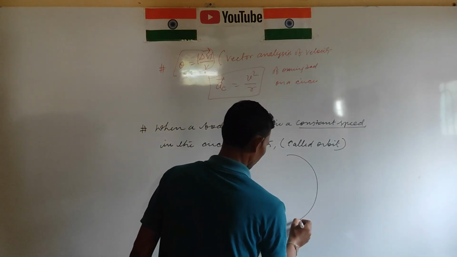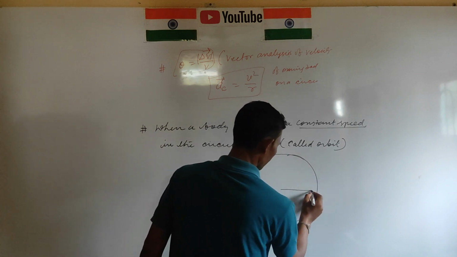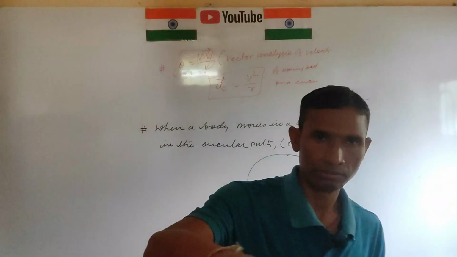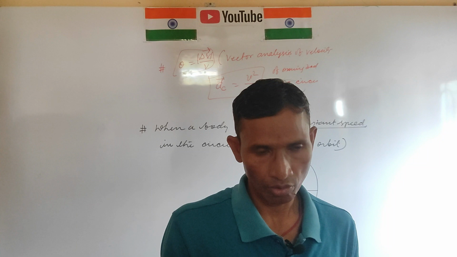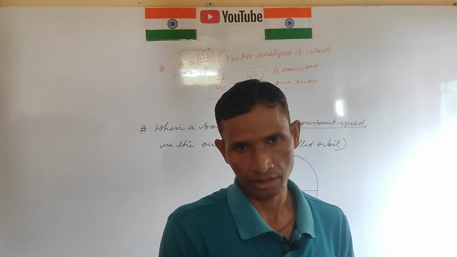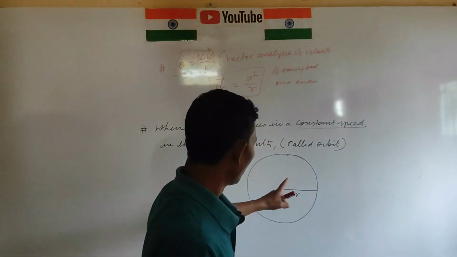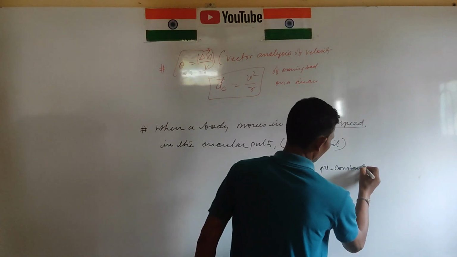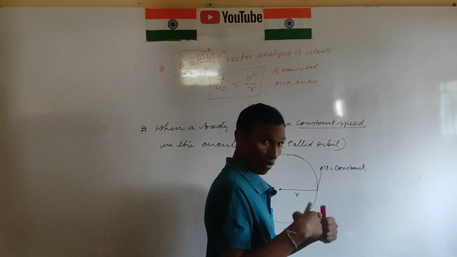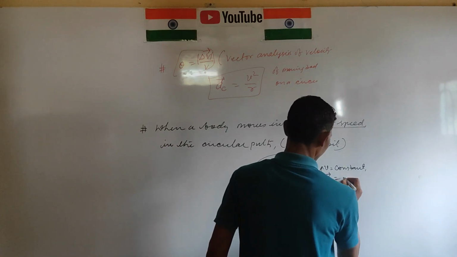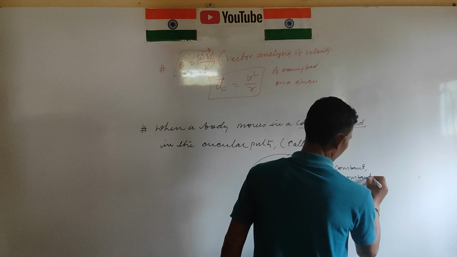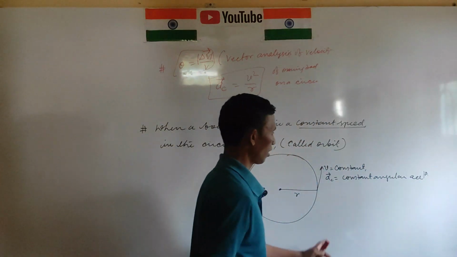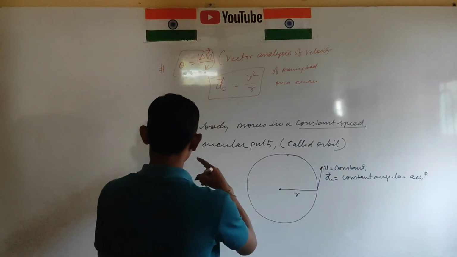Here is the fixed radius. Whenever there is a radius, there will be a circular path, and when the body is moving on the circular path, then it has constant speed, and hence there will be constant acceleration, constant angular acceleration of the body.